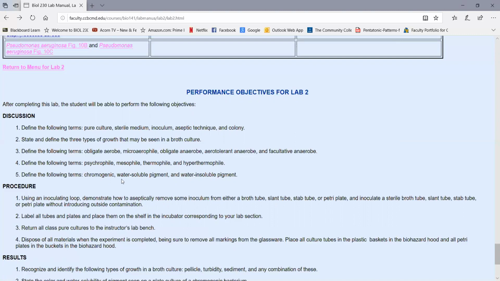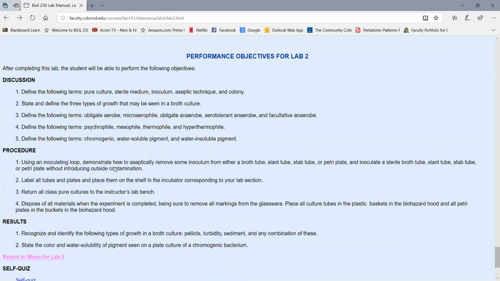The objectives under procedure basically say you should be able to transfer organisms aseptically, label everything properly, put it on the proper incubator shelf, return everything where it belongs when you're done, and dispose of all the materials safely as learned in our safety training when you're finished with the lab.